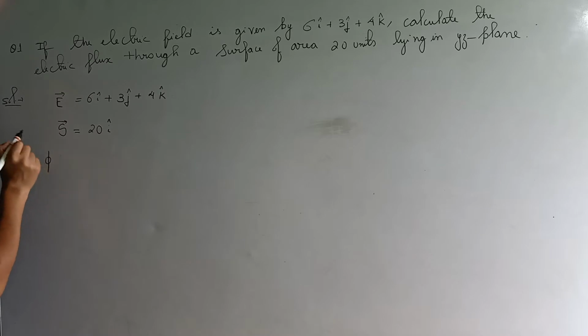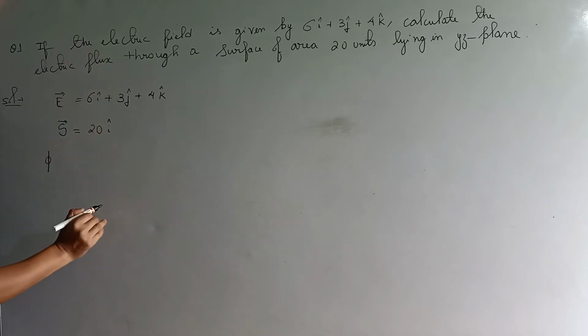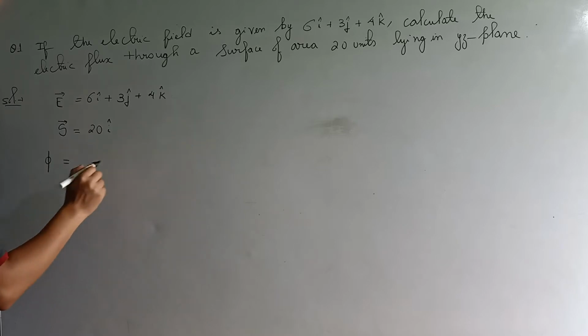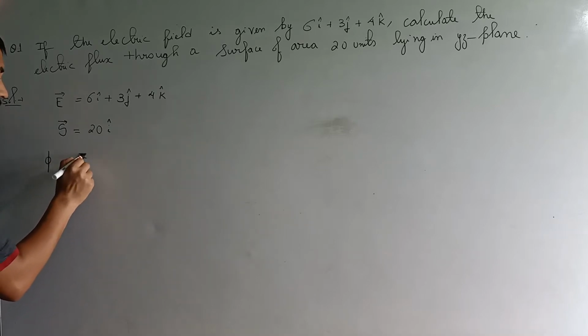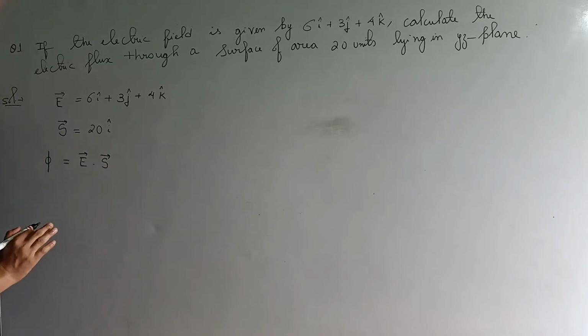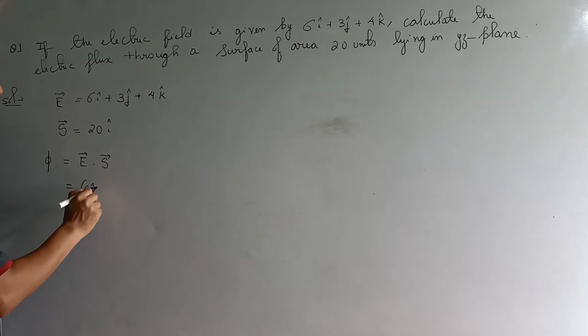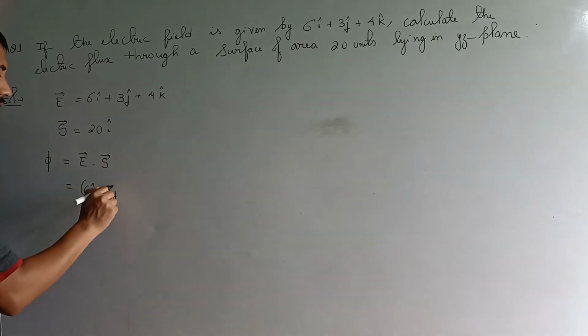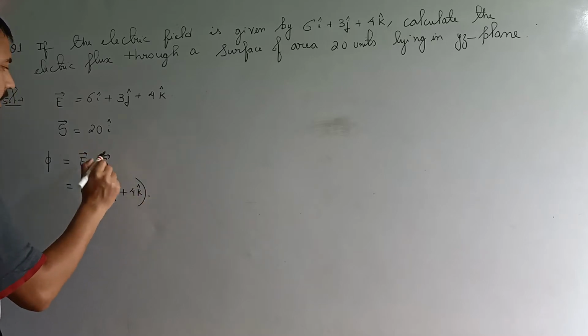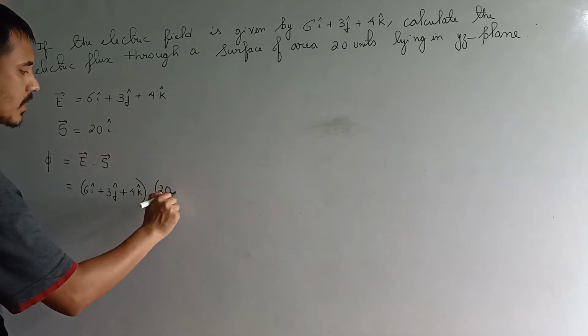Now we want to find out the electric flux over this surface. The electric flux over the surface is given by E dot dS, or simply, instead of dS, E dot S. Your E is 6i cap plus 3j cap plus 4k cap, dot S, which is 20 i cap.